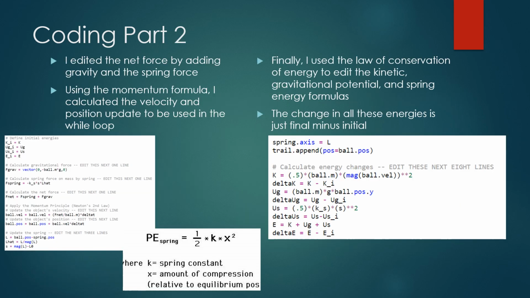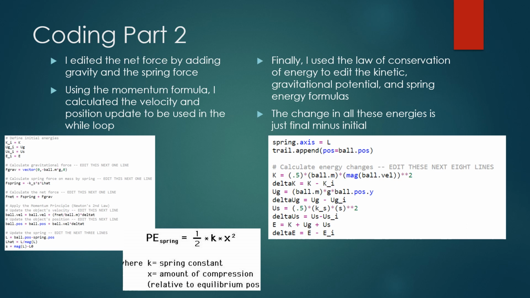The next part of the code involved the momentum principle. First, I had to calculate the net force by summing gravity and the spring force. I used that value to update the object's velocity using the impulse equation. With that velocity, I was able to use the position update formula to find the new position of the ball after each time step. Finally, I had to write the code for the energy changes, which was just the final quantities of the energies minus the initial quantities of the energies.